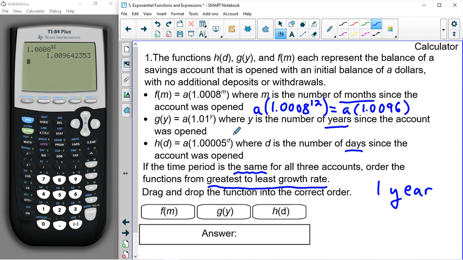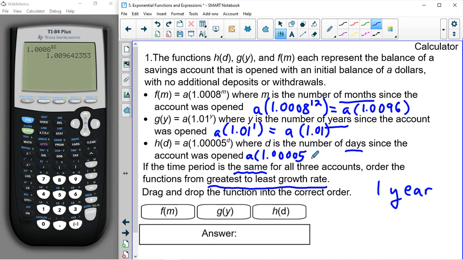G of y is going to be really easy because it's 1 year, so it's just going to be a times 1.01 to the first power, which is just going to be a times 1.01. And then for h of d, it's going to be a times 1 point, how many zeros is that? 1, 2, 3, 4, then 5 to the d.